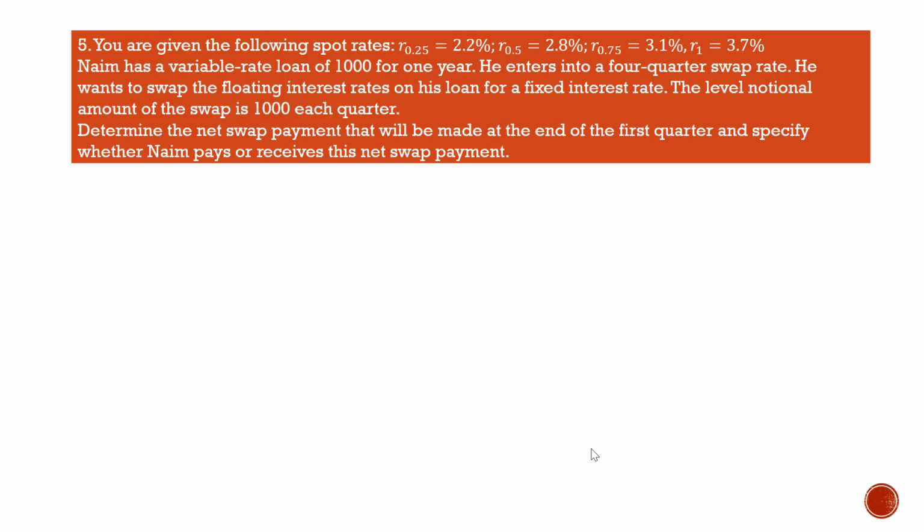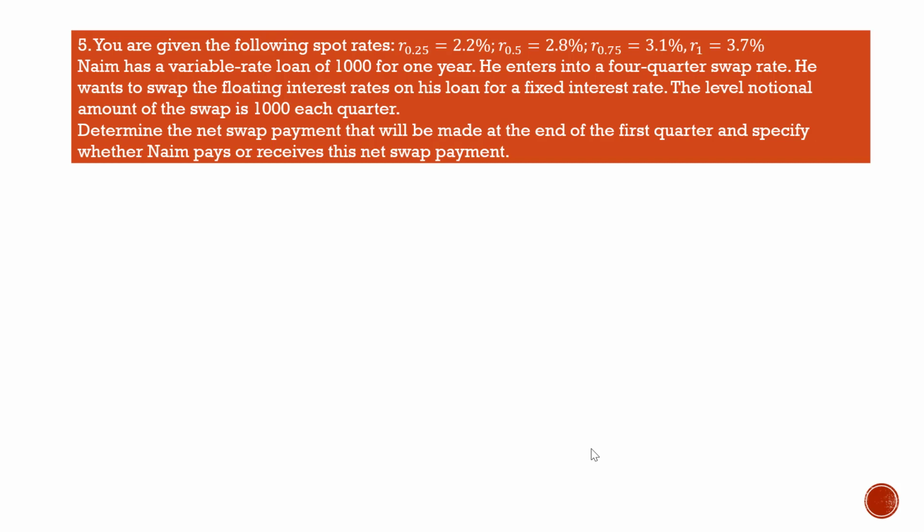Question number 5. You are given the following spot rates: R.25 is 2.2%, R.5 is 2.8%, R.75 is 3.1%, R1 is 3.7%. Naeem has a variable rate loan of $1,000 for 1 year. He entered into a 4-quarter swap. He wants to swap the floating interest rates on his loan for a fixed interest rate. The level notional amount of the swap is $1,000 each quarter. Determine the net swap payment that will be made at the end of the first quarter and specify whether Naeem pays or receives this net swap payment.